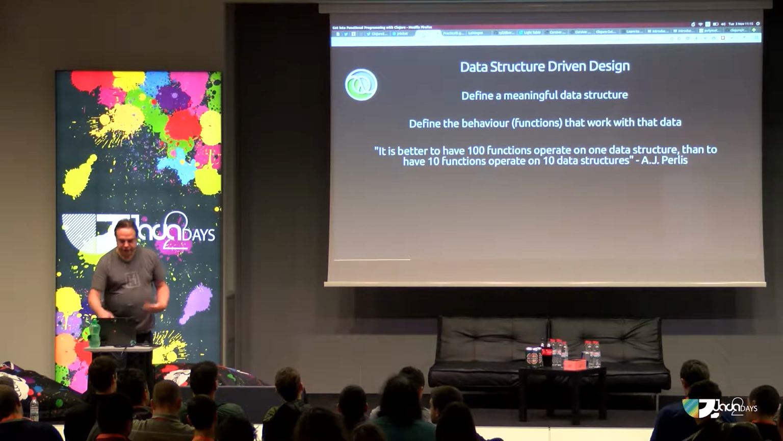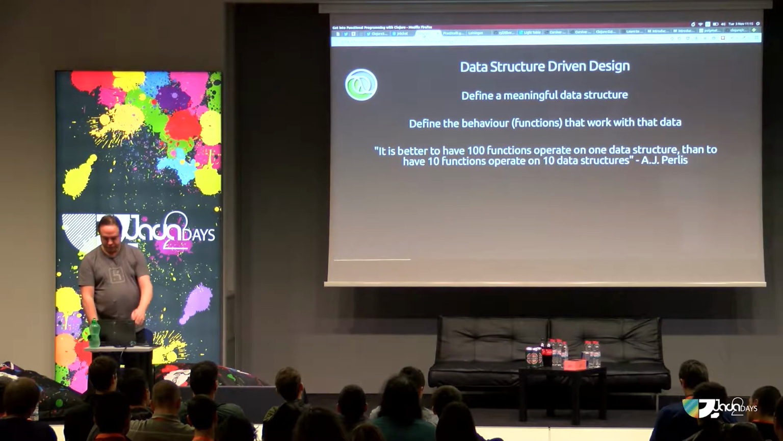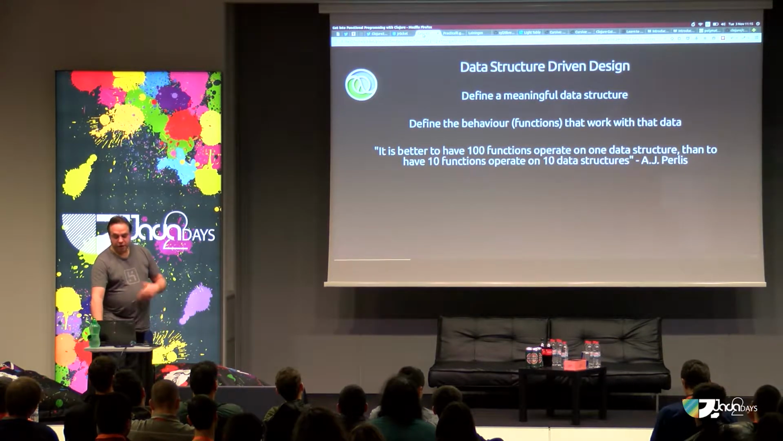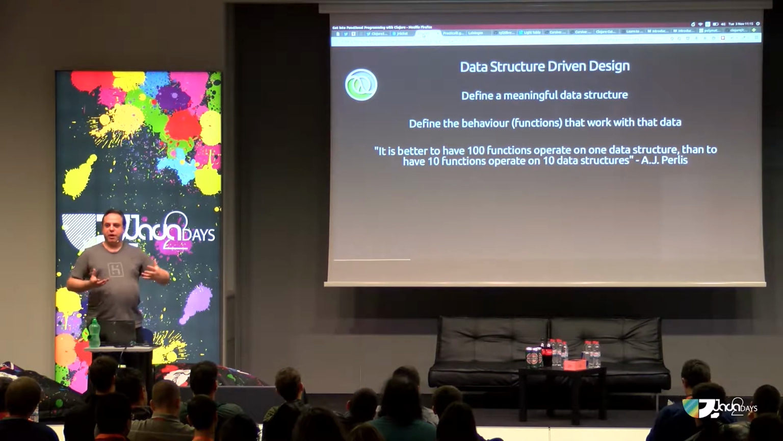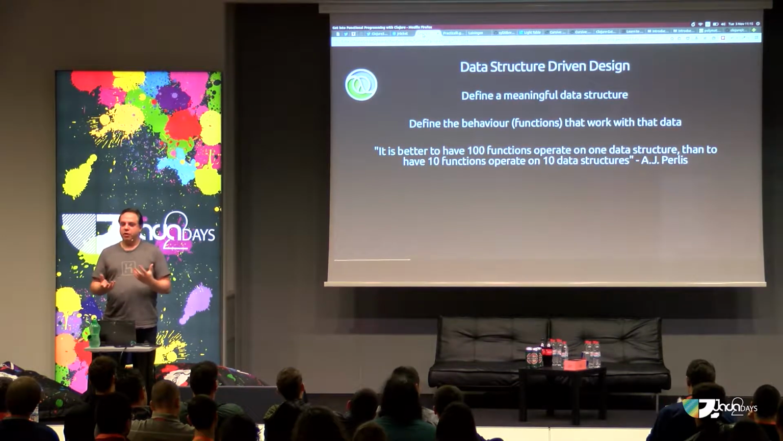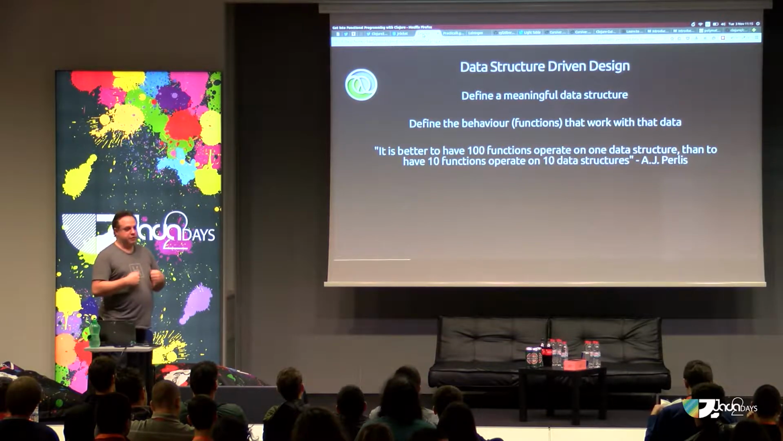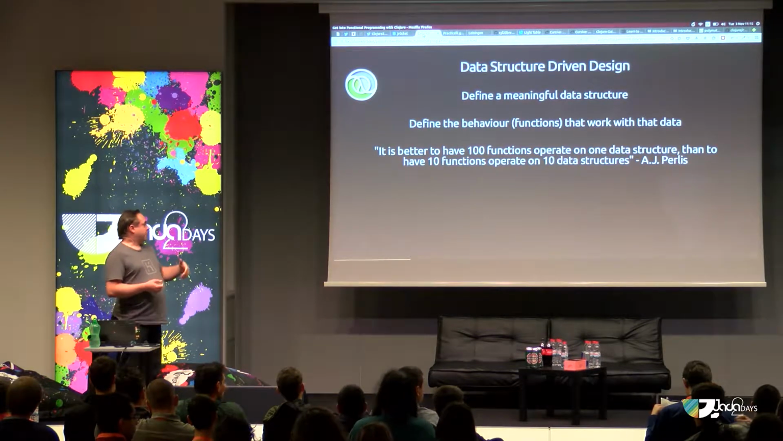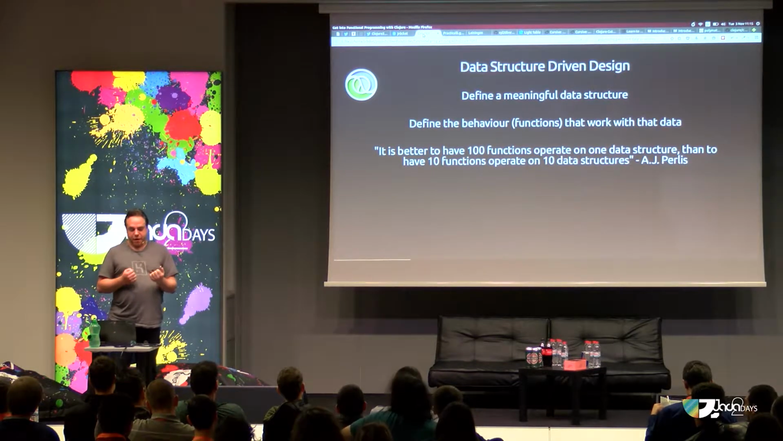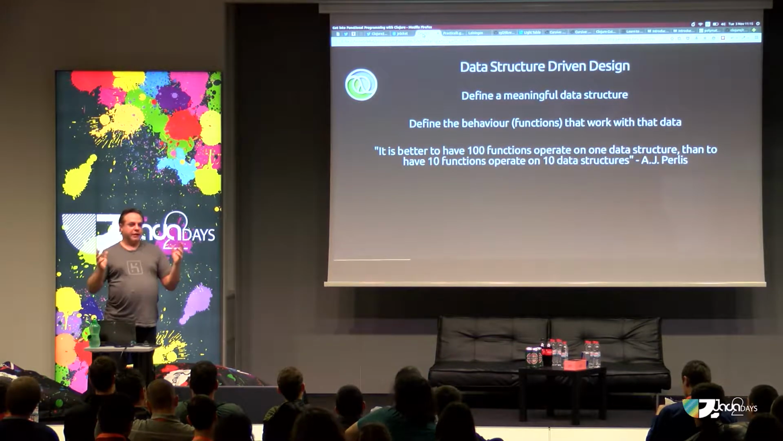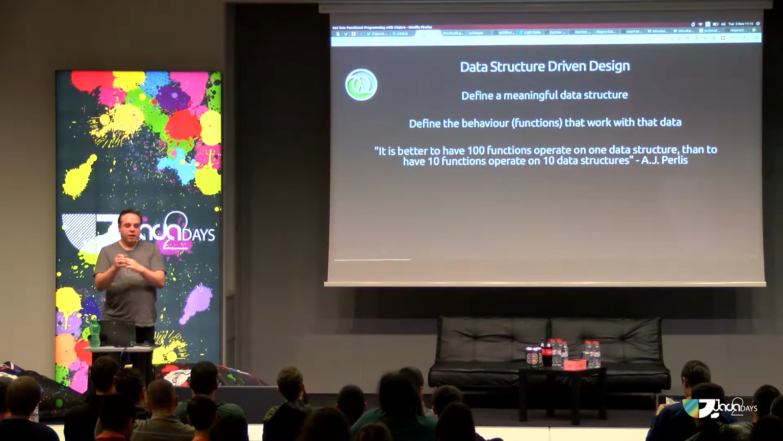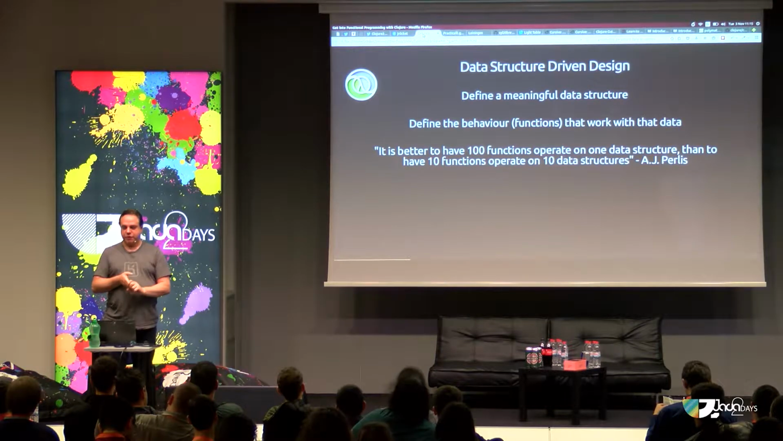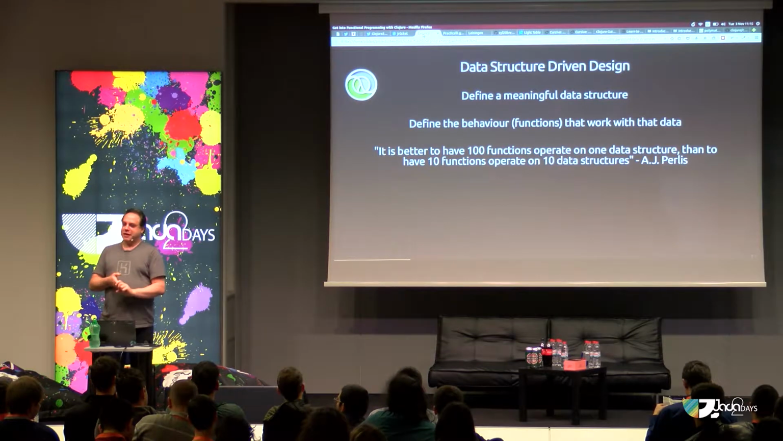And so it's a very data-driven language. So you're defining these data structures that describe the information you're going to be working with, and then you define behaviors which will act on those data structures. And so a common quote that we talk about is that it's better to have 100 functions acting on a single data structure than it is to have lots of different data structures and lots of different functions going here and everywhere, which is kind of what Java does.